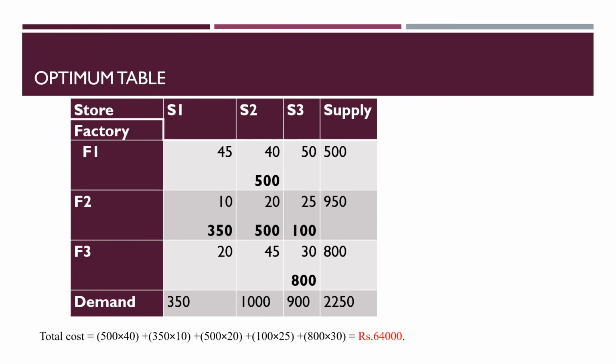Based on the calculations, you can obtain the final optimum table as follows. So in this table, the total transportation cost is minimized to 64,000.